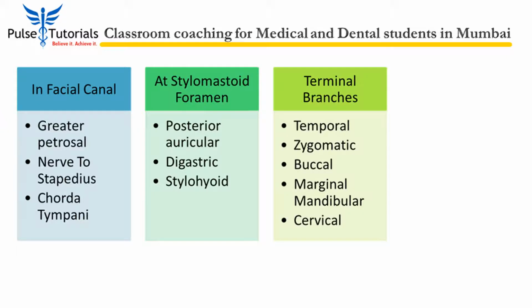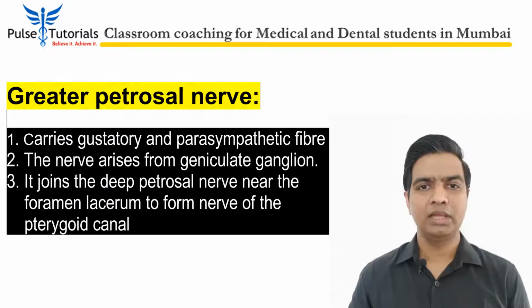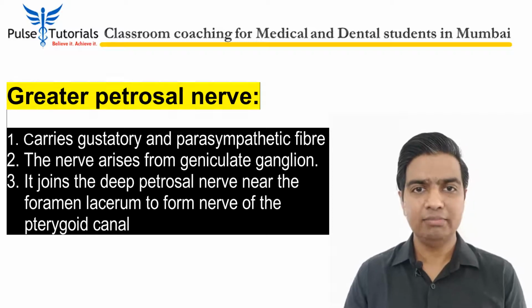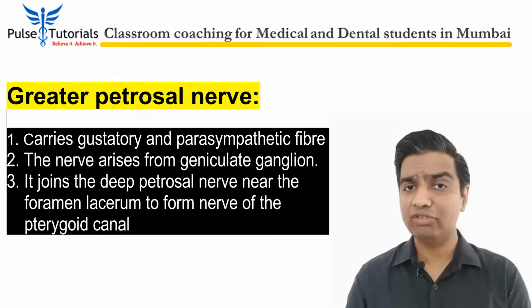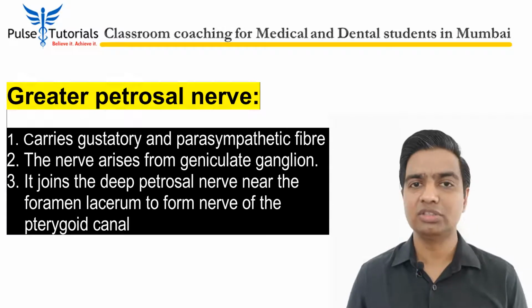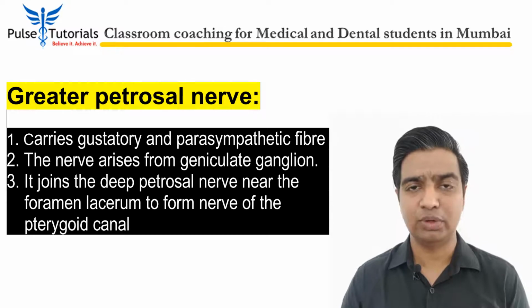The terminal branches are temporal, zygomatic, buccal, marginal mandibular, and cervical. And the communicating branches are the branches that communicate between the first, second, and third branchial arch nerves. So I'm going to put across some very important salient features of the individual branches, and it would be a good idea to take down notes of this particular topic. If you are actually writing it down, that would be great.